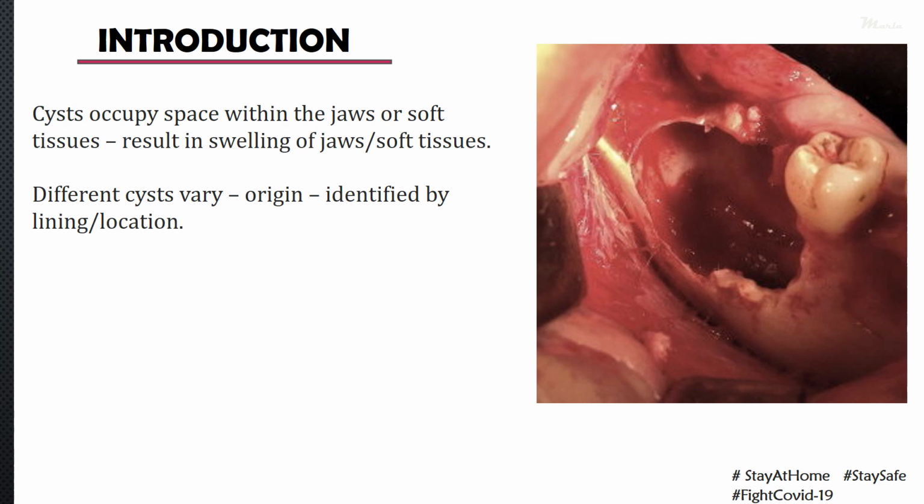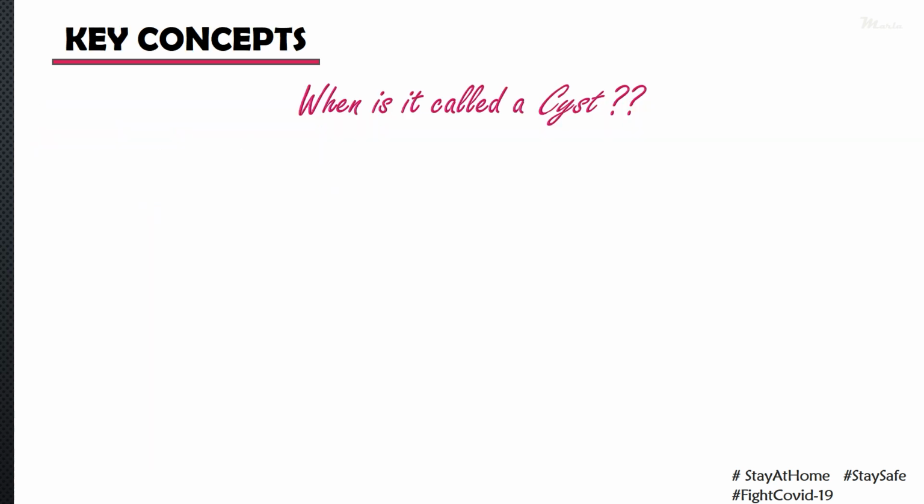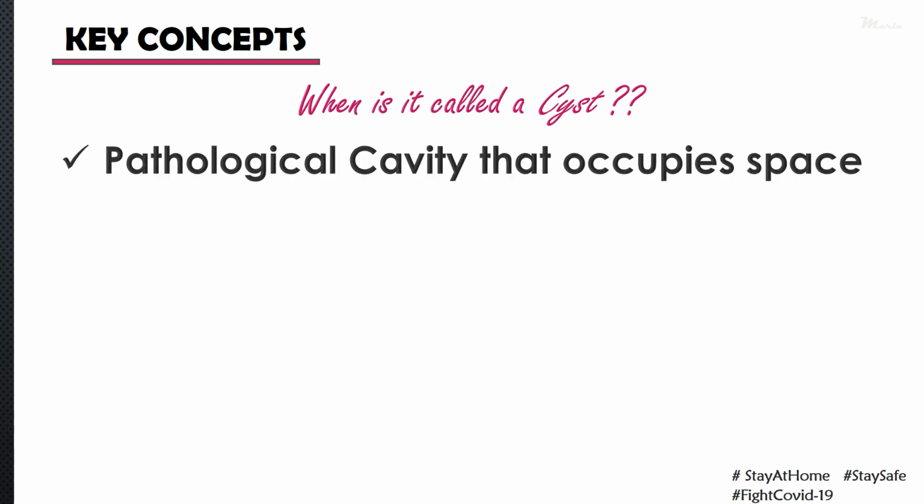Different cysts vary according to their origin and can be identified by the type of epithelium lining or based on its location. So, when is a pathology called a cyst? It is a cyst when it is a pathological cavity that occupies space. As we have discussed just now, a cyst can occur within the soft tissue or within the bone. So, it is a pathology which occupies some space within the soft tissue or the bone.